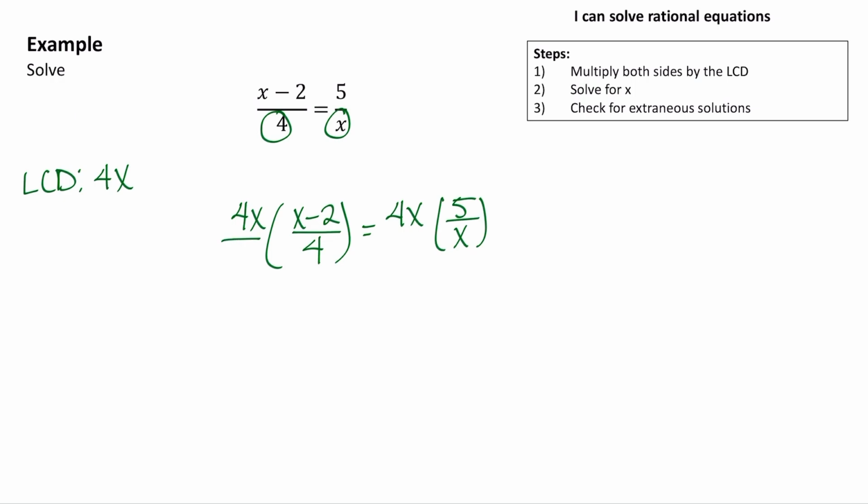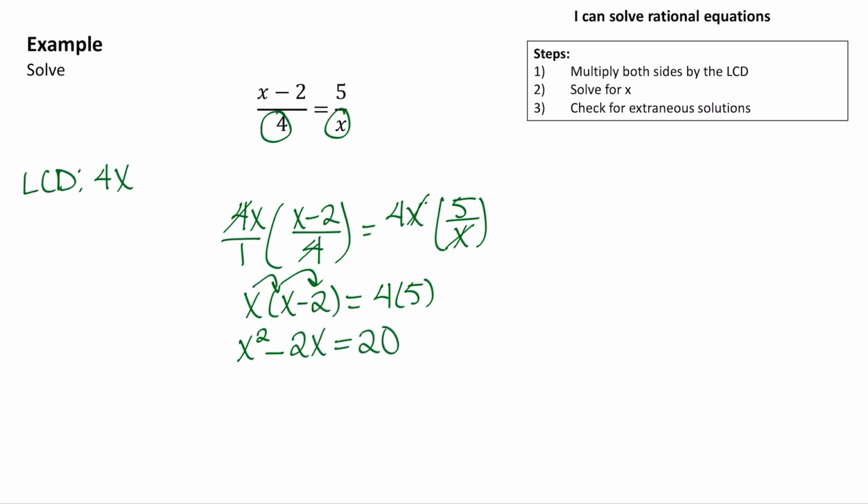So when I do this, what happens is I have a common factor of 4, which cancels. So on the left, I just have x times (x minus 2). On the right, I have a common factor of x that cancels, so I have 4 times 5. So now I just need to distribute this x. So I have x times x, that's x squared, minus x times 2, that's 2x, and that equals 20. So now this is a quadratic equation.